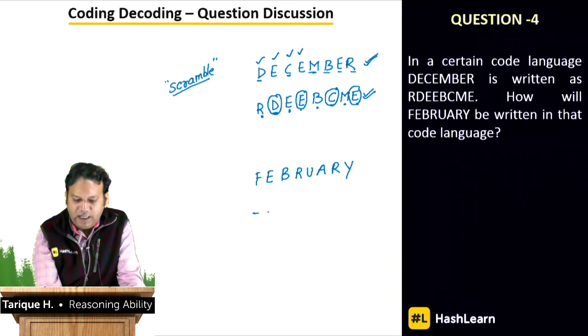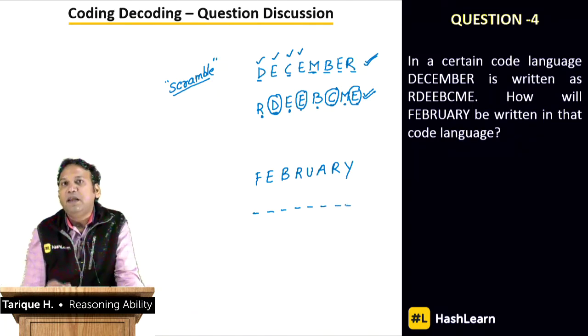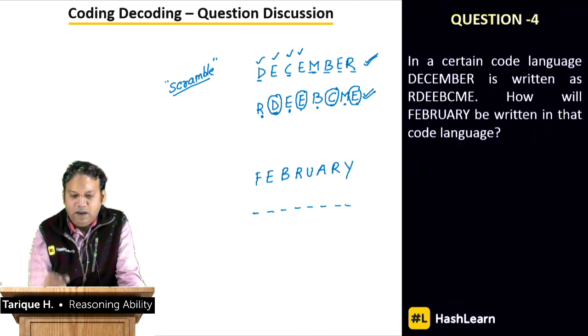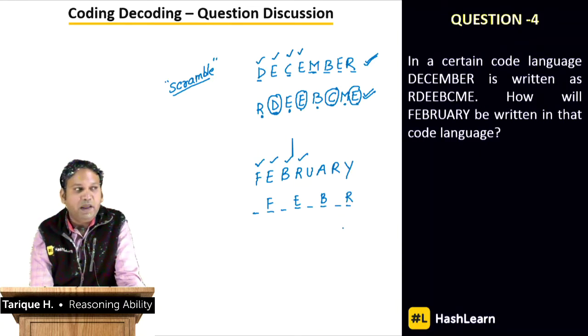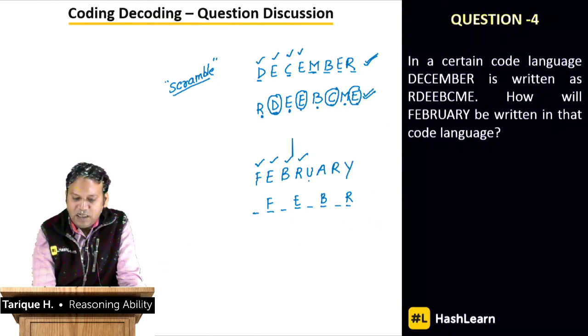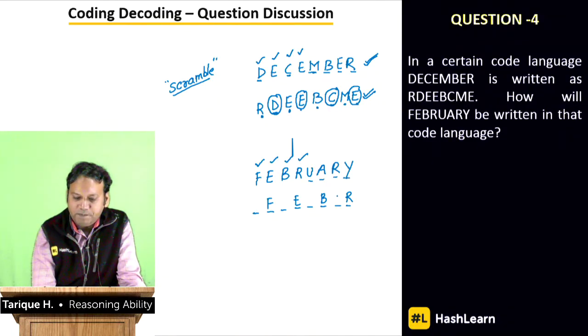So what we have, total 8 letters are there. 1, 2, 3, 4, 5, 6, 7, 8. So 8 letters we have in total. The first 4 letters we are going to write down with a gap of 1, leaving a space of 1. So let's write down here F, leave a space, then write down E, again leave a space, write down B, and then write down R. So we get here F, E, B, R. And then what we have to do is the last 4 letters we have to write in reverse. So U, A, R, Y. That gives you Y, F, R, E, A, B, U, R.